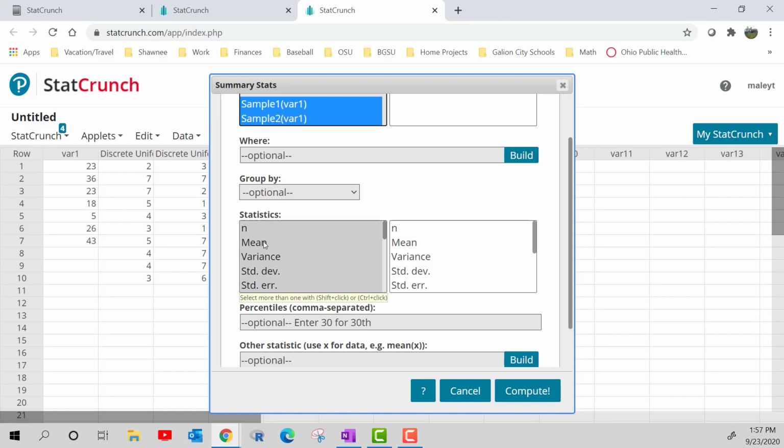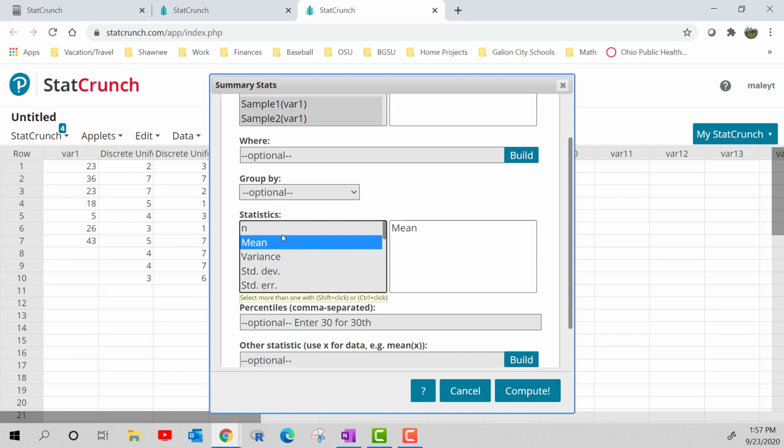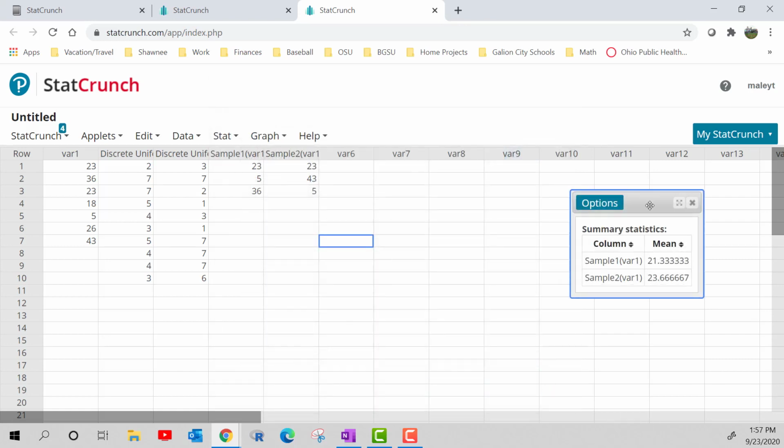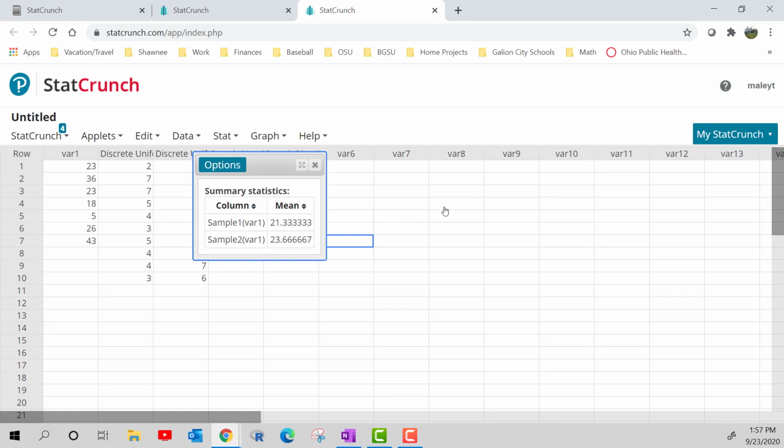And then I'm just going to select the mean. It's really what I'm interested in, and I can hit compute. And so now I have a mean for each of those samples, right?